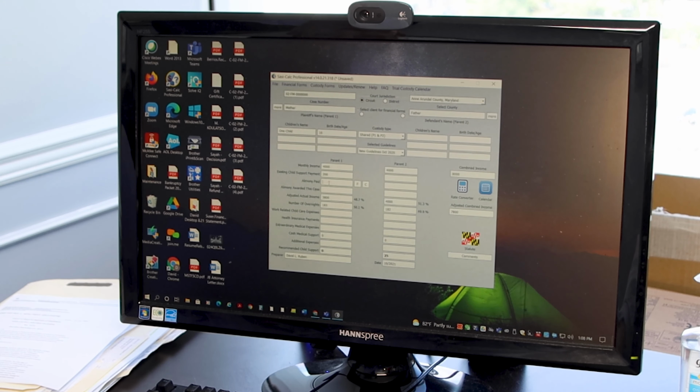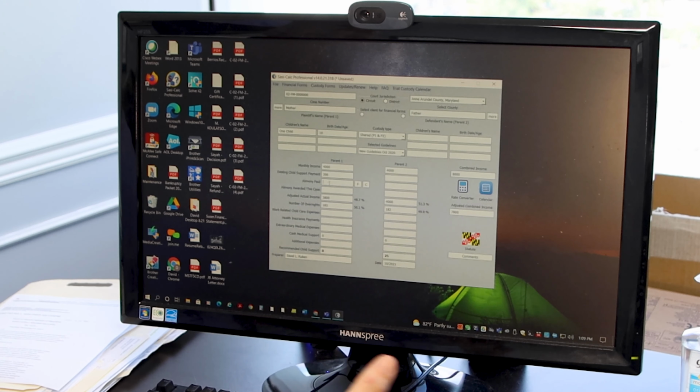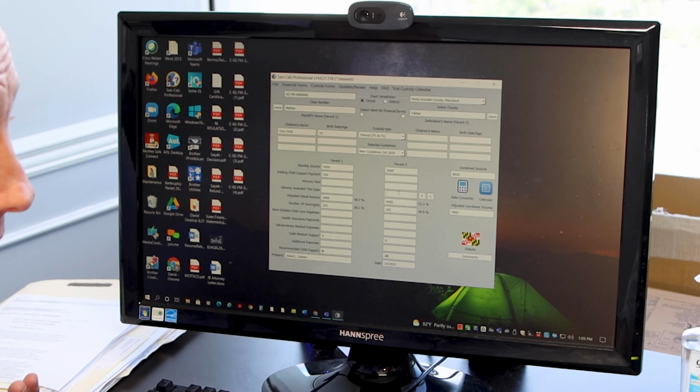Then we have alimony. If in this case a judge has awarded alimony and parent one is receiving alimony, we put that number in here. If parent one is paying alimony, we put that number in here because it's increasing one parent's income and it's decreasing the other parent's income.